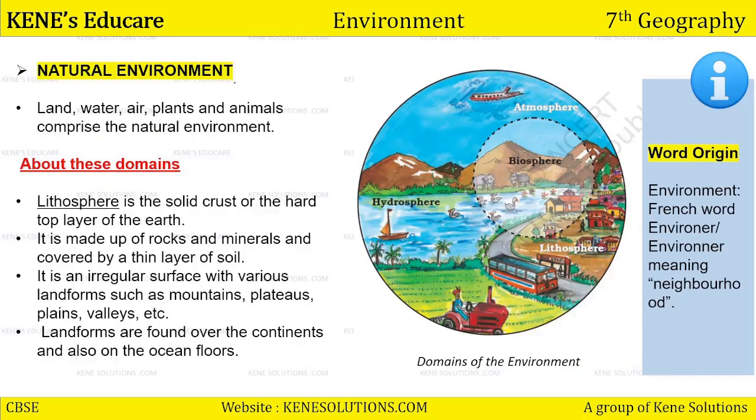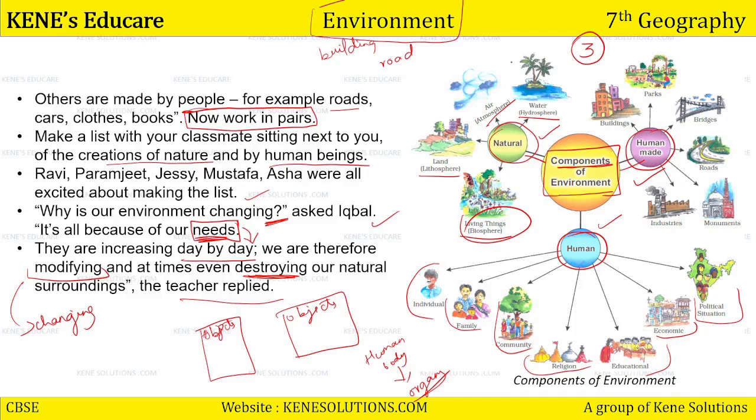All right, children. So now we will read about the natural environment. When we read about the components of environment, we read natural, human-made, and human component, right? Let me show you again. This was the flowchart we read. Natural component of environment had biosphere, lithosphere, atmosphere, and hydrosphere. So we are going to read these only. We are going to read the natural environment.